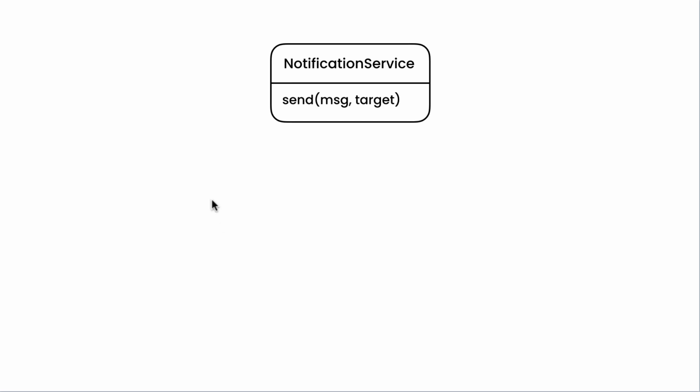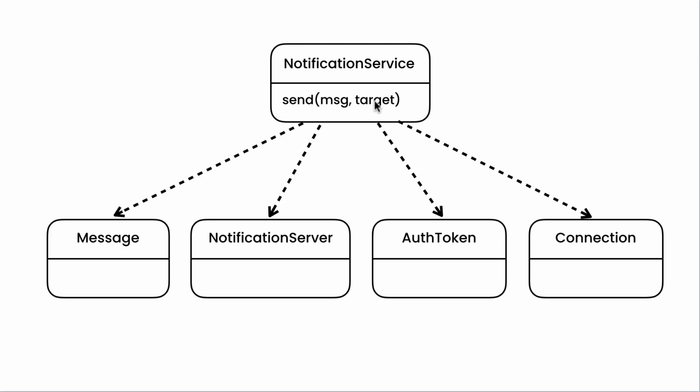So we can introduce a new class called notification service with a single method called send. Here we have two parameters, message and target, and both these parameters are string objects. So our notification service is going to be dependent or coupled to these four classes for sending a notification. All that complexity, all those steps for sending a notification will be implemented in the send method of this class.